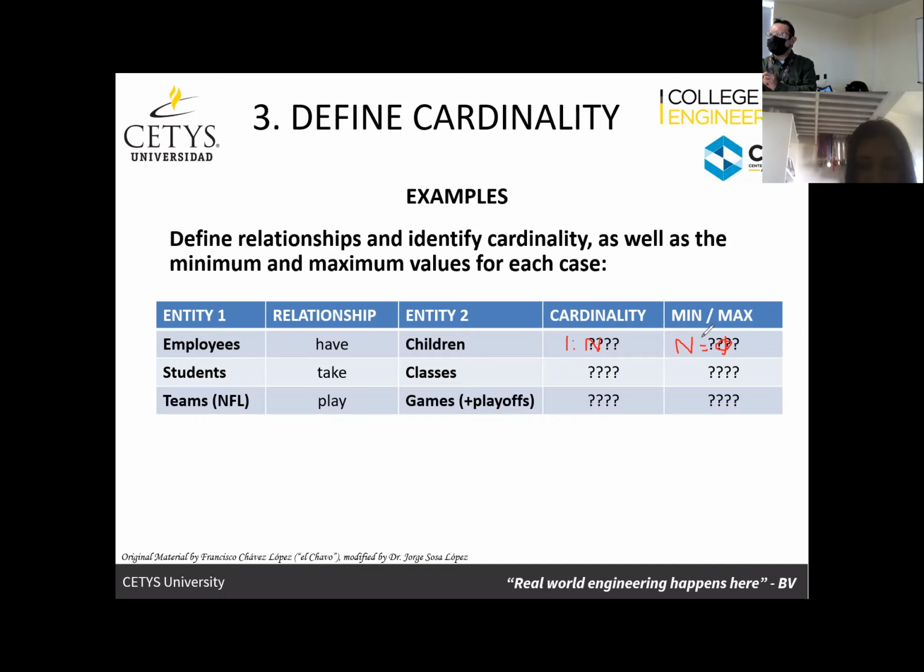Mia, you wanted to say something? No. Okay. I want to say something, maybe because of the insurance and that many. Yeah, you can't have an infinite number of children.